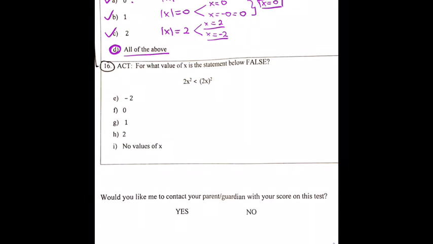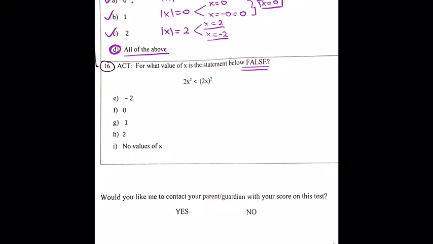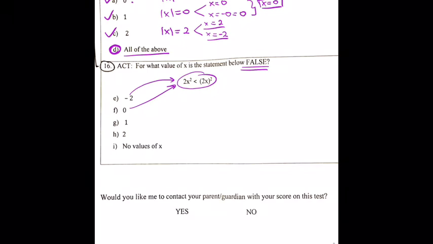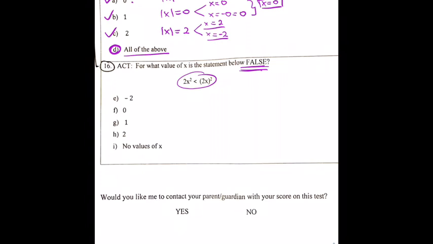And the last one, number 16, for what value of x is the statement false? If you don't know on your ACT how to solve something like this, you can go ahead and plug in the values and see which one gives you a false statement. All right? So let's take the first one. The first one is -2. So I'm just going to plug it in.